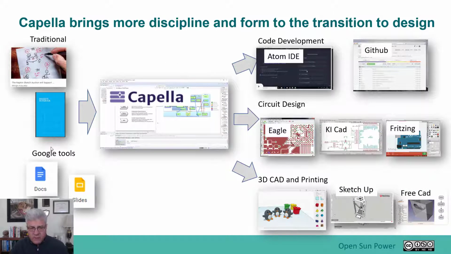So Capella brings more discipline and form to the transition to design. It takes ideas and concepts that might be in notebooks, napkin pads, maybe put into Google Docs type tools, and helps you formulate that into a nice, neat package that you can then figure out how to communicate to code development activities, or even start code development activities. It can help you link down to circuit designs and how you might design a product with a circuit design. It may actually even help you bring it to 3D CAD and printing.